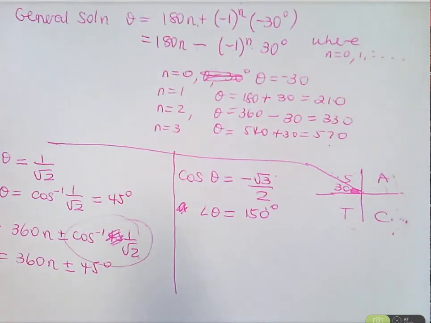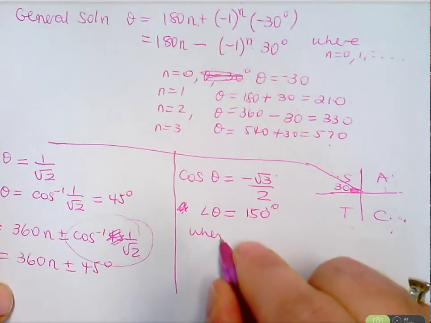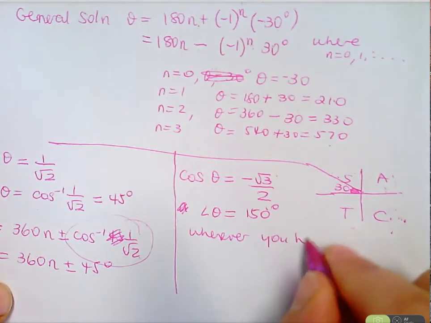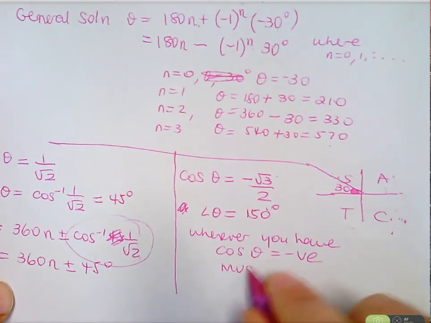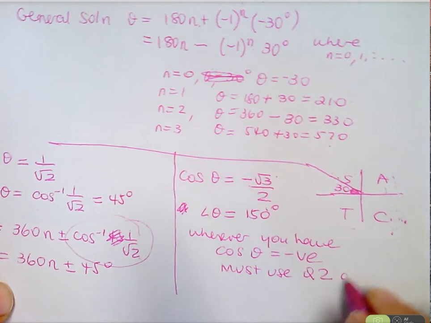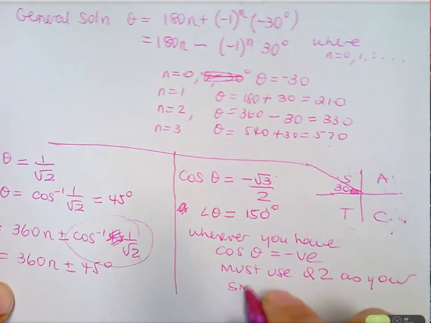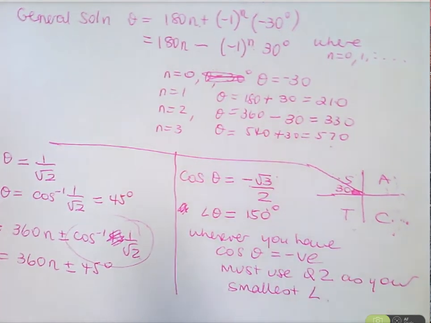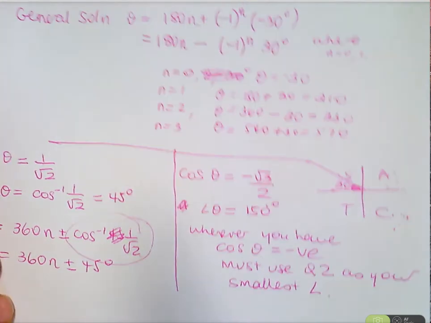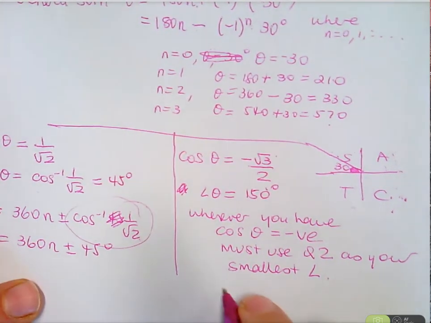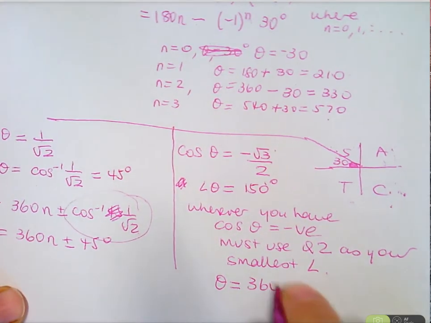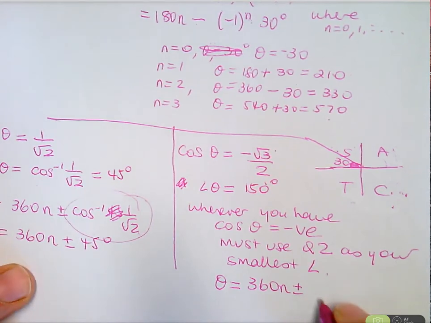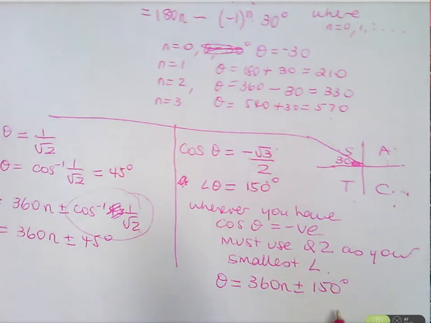So whenever, and this is the really tricky one, whenever you have cos of theta equals a negative, you must use quadrant 2 as your smallest angle. Your supposed acute angle, but it's not acute. So now the formula becomes theta equals 360n plus or minus 150. Okay? That's the trickiest one.